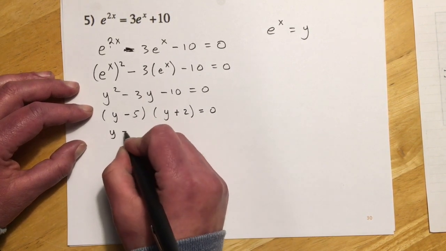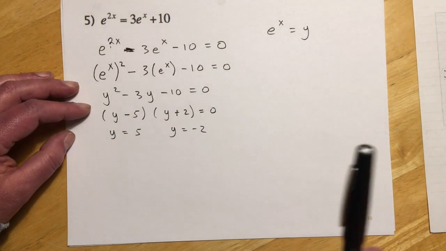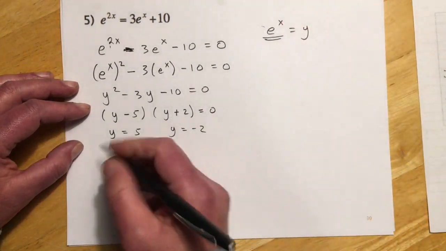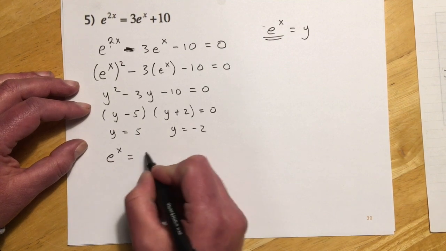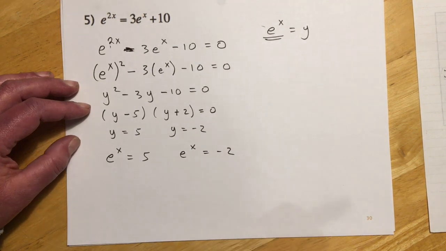And so I end up with y equals 5 and y equals negative 2. Except that I invented y, so now I have to come back and take what I substituted out and put it back in. So that's going to make e to the x equals 5 and e to the x equals negative 2.